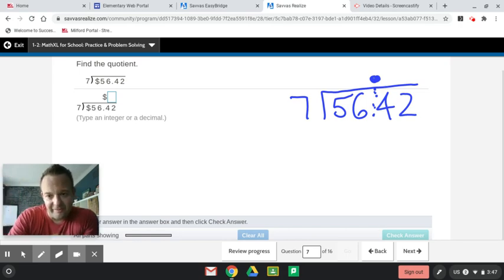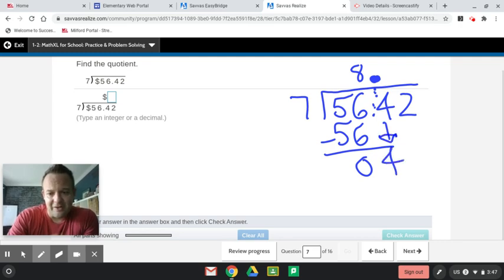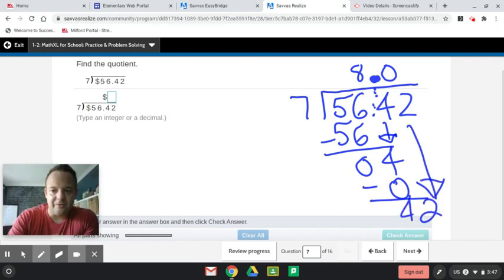7 goes into 56 8 times. 8 times 7 is 56. Hooray, that is satisfying. Bring down the 4. Now, 7 goes into 4. A lot of students get mistaken here because it goes in 0 times. You don't know what to do. So you put that 0 there. 0 times 7 is 0. Subtract, bring down the 2. 7 goes into 42 6 times, and 6 times 7 is 42. And oh yeah, here we go. That is satisfying. $8.06.